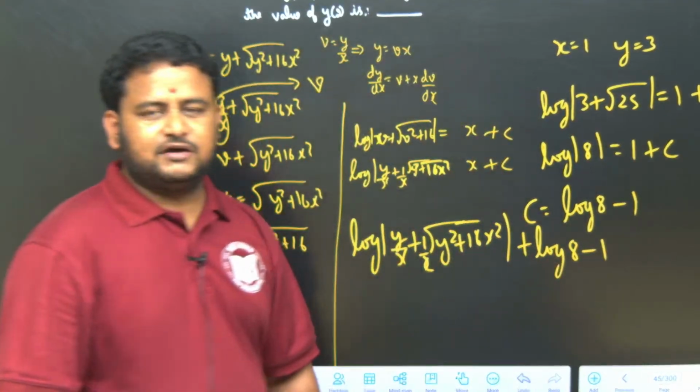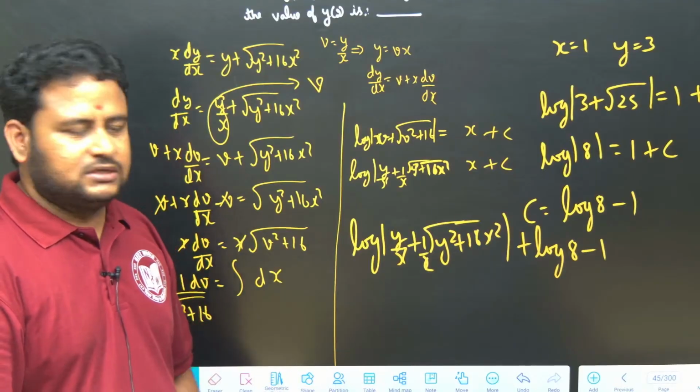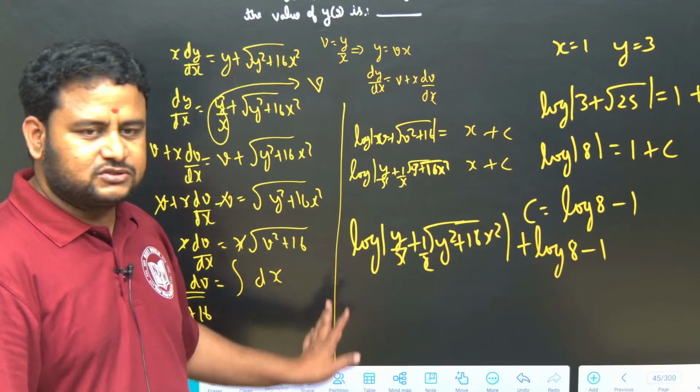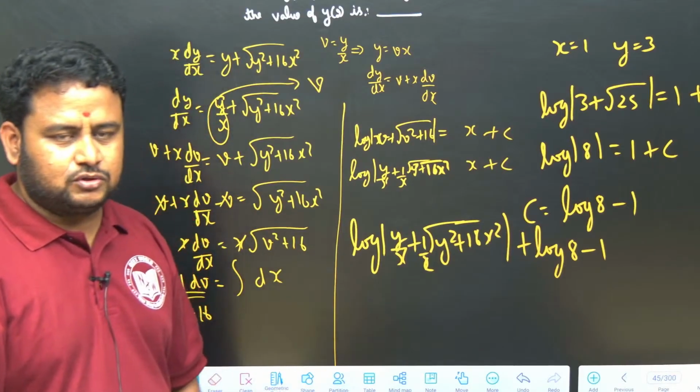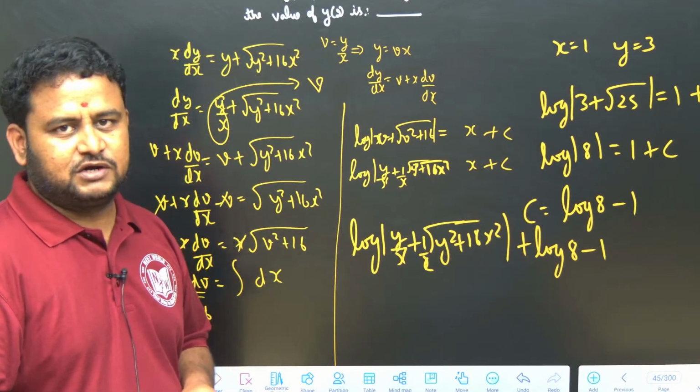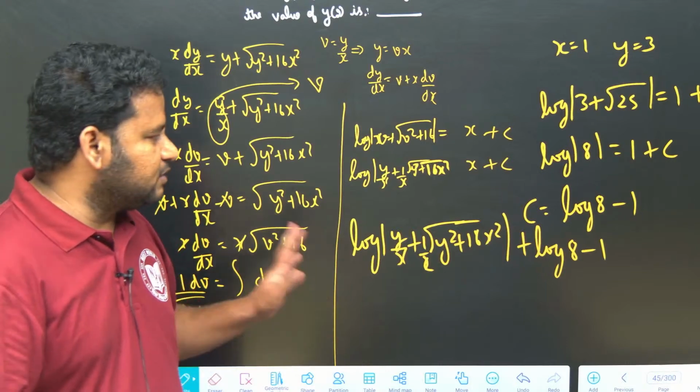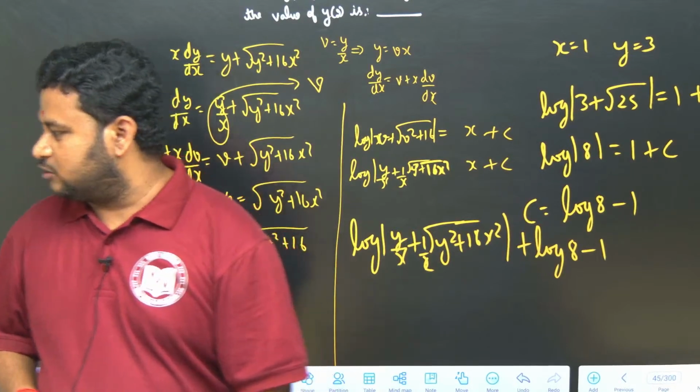Now we have to find y of 2. Just put the values and you will get the answer. That means when x is equal to 2, what is the value of y? That is what we have to find out. Clear? So this is how you have to solve the question. I hope it is clear to all of you.